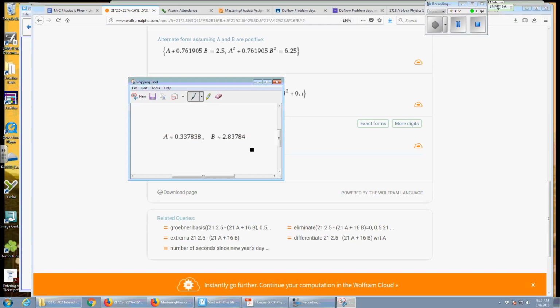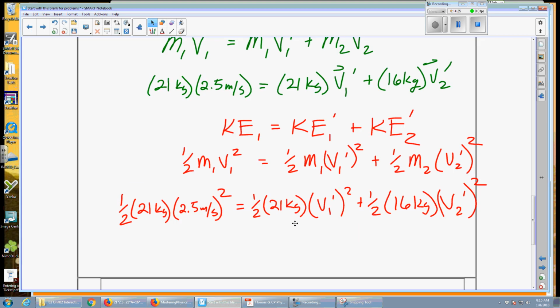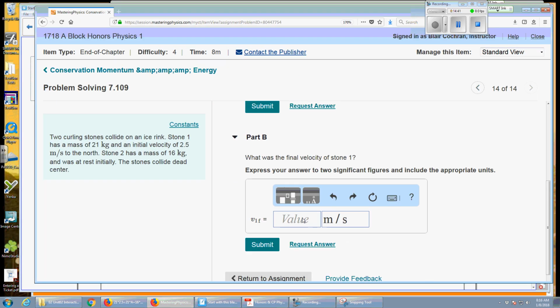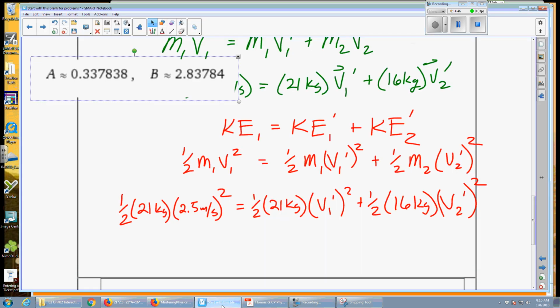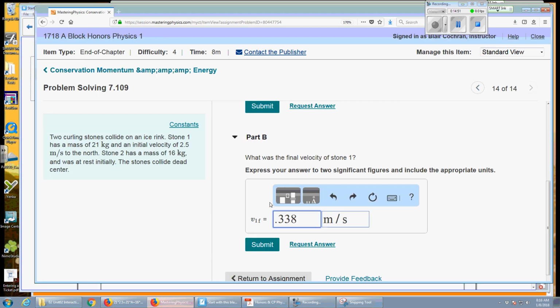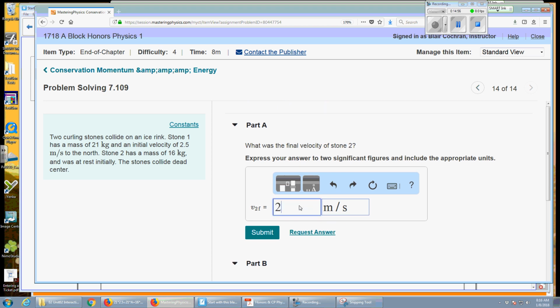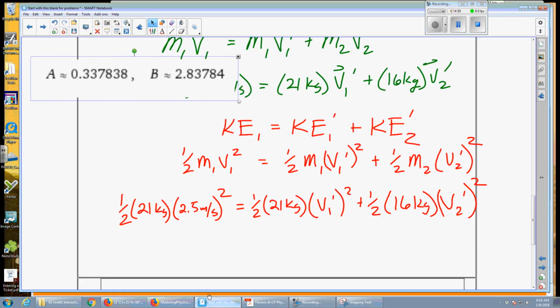So, where we go? No, come on, don't freeze on me. So I'm going to try those. 0.338 for stone 1. And then 2.84 for stone 2. Oops, oh no, I didn't. What was that, 8.4?